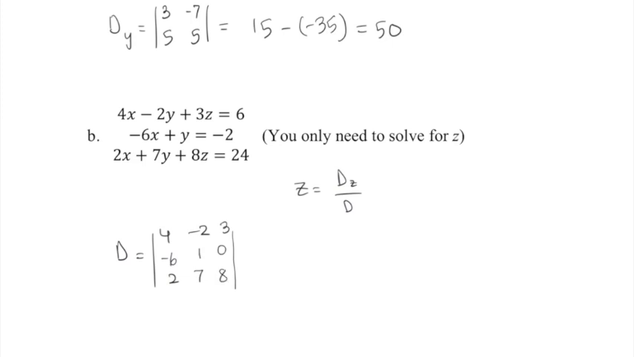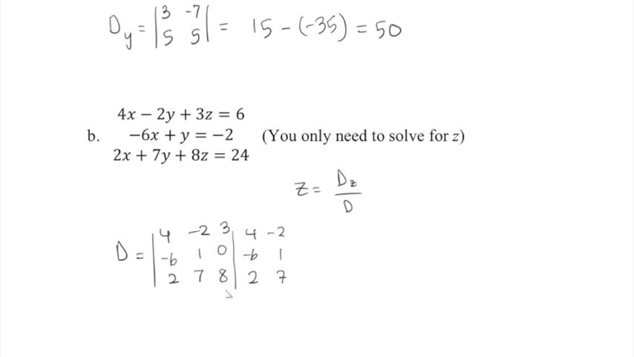Now to find the determinant of a 3 by 3, I'm going to use one of the methods shown in class, which was copying those first two columns over here to the right side of this matrix, and then multiplying these diagonals. So I always start from the top left down to the bottom right.